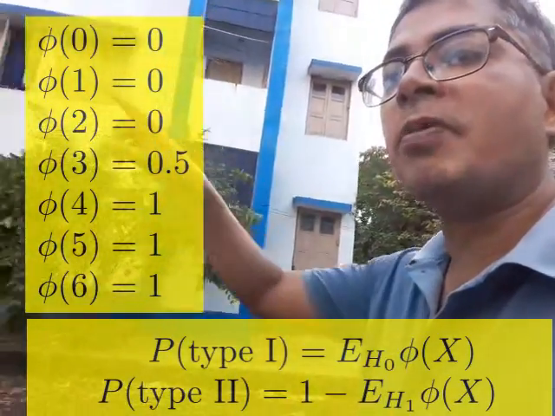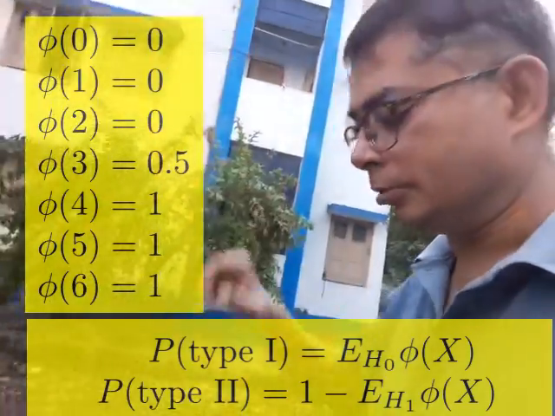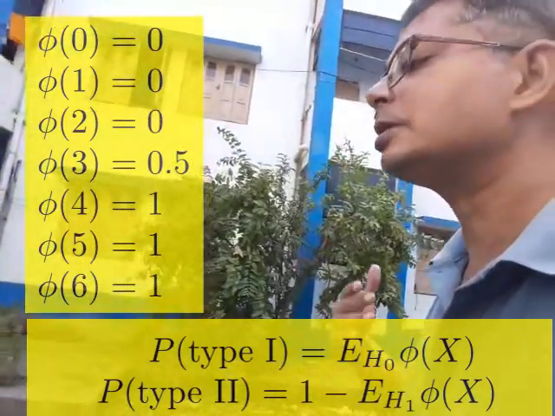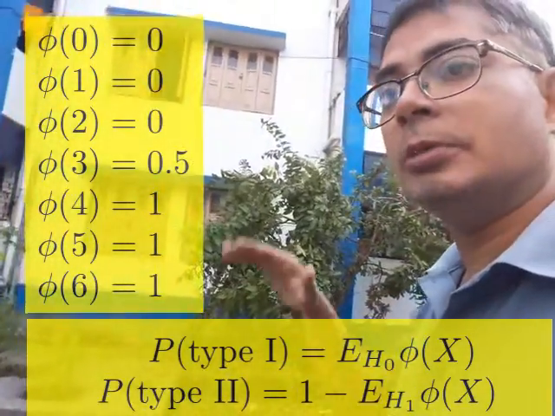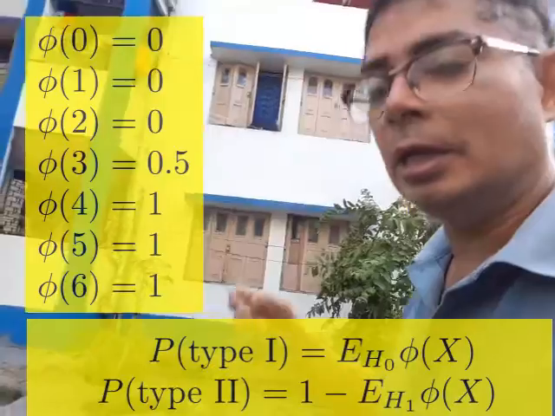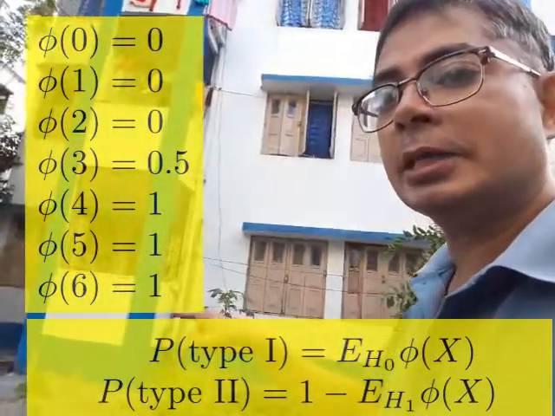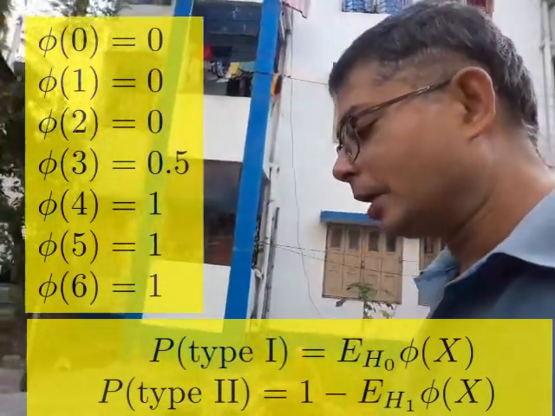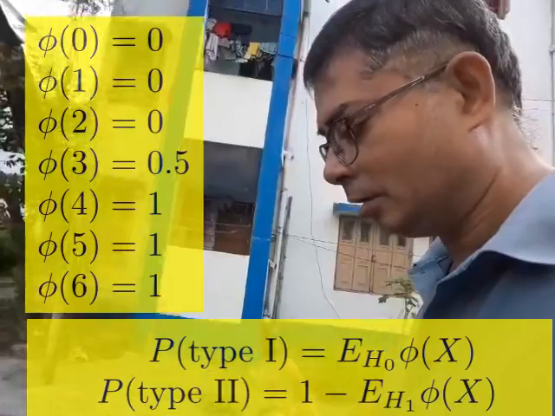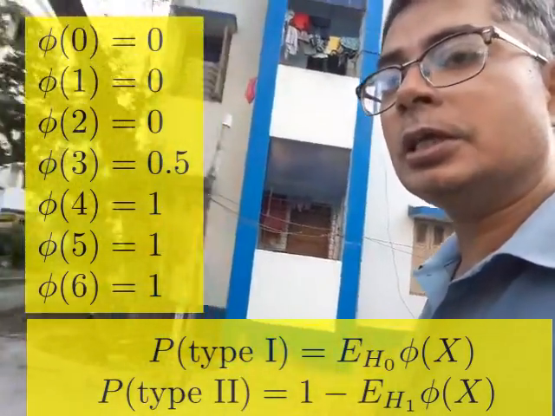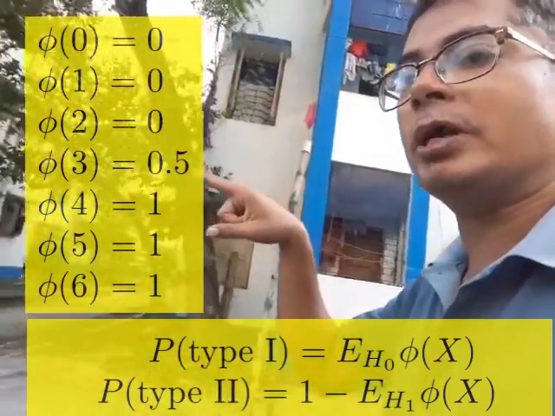Now when I write phi(0) equal to 0, by this I mean if x is equal to 0, then you just accept H0. Similarly, if x is equal to 1, you get exactly 1 head, you will accept it. On the other extreme, if you have phi(6) equal to 1, which means if you get 6 heads, then you will reject your H0. 1 means reject. The interesting thing happens when you have this 0.5.